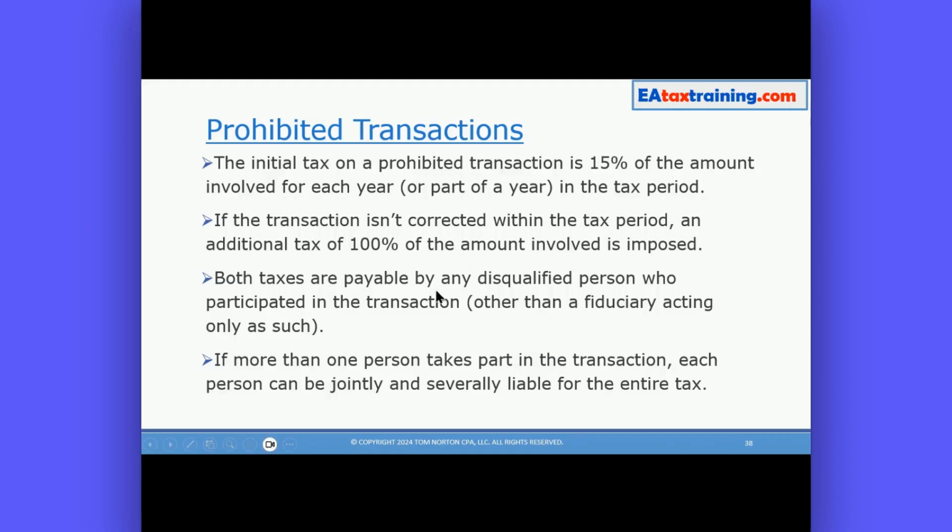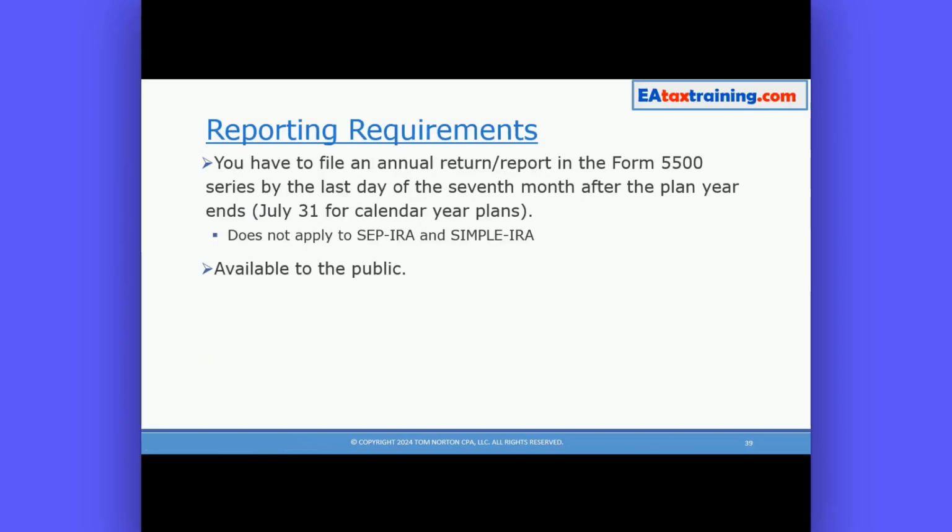These taxes are payable by any disqualified person who participated in the transaction, other than a fiduciary acting only as a fiduciary. If more than one person takes part in the transaction, each person can be jointly and severally liable for the entire tax. So if two people participate in it, one person doesn't have any money, they can't pay it. The other person can be liable for the entire amount of the tax.